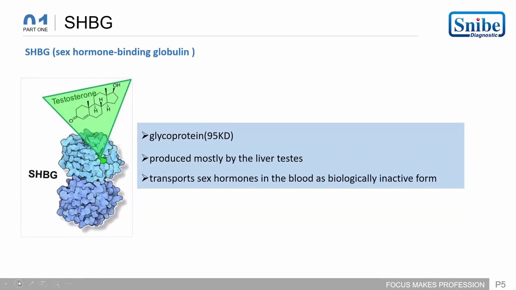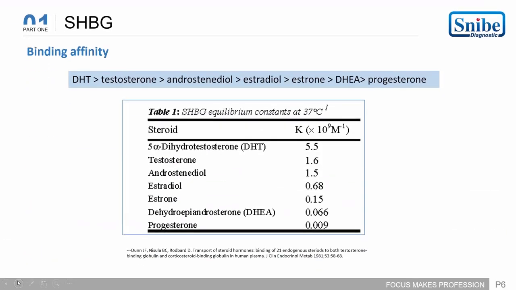Now if we talk about SHBG, SHBG stands for sex hormone binding globulin, and as we know, these are glycoproteins of about 95 kilodaltons weight, produced by the liver and the testes, and they transport the sex hormones in the blood in biologically inactive forms. That's the main function of sex hormone binding globulin, and on that basis they play a vital role in fertility markers.